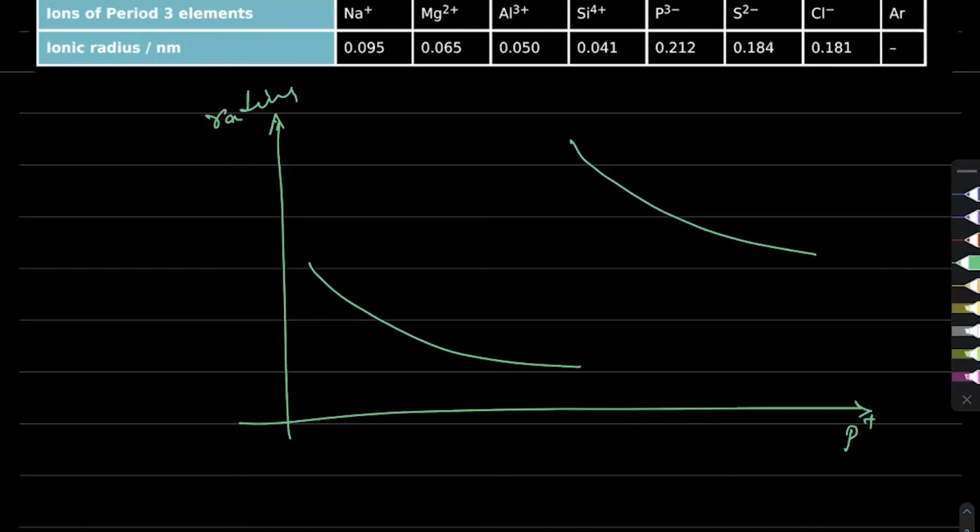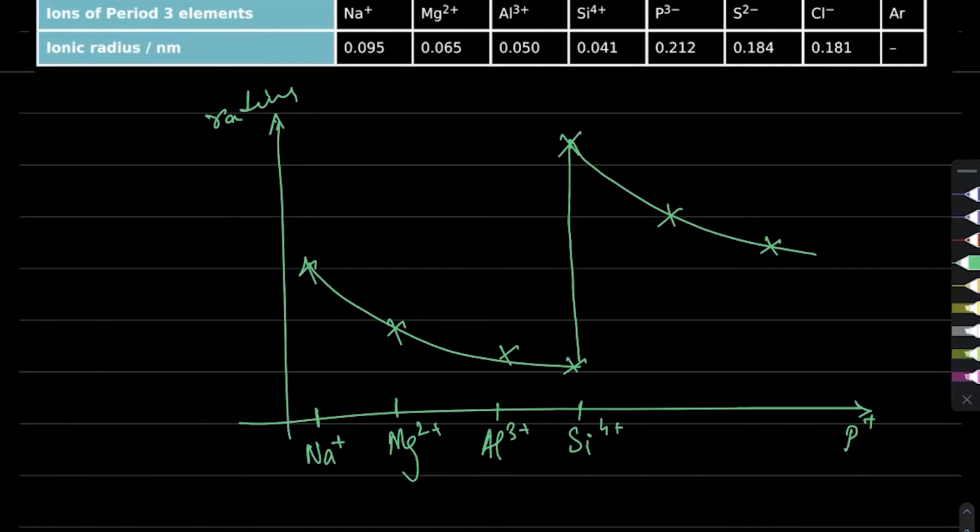Why is it the way it is? Why is there this sudden increase over here, and then why are they decreasing like that? What's happening here? They're losing the last shell. They've lost a full shell. That's how they become positive ions. So the radius is going to decrease from the atom. The atom is bigger, the cation is smaller. We know that a cation is smaller than the same element's atom, and an atom is smaller than the same element's anion.